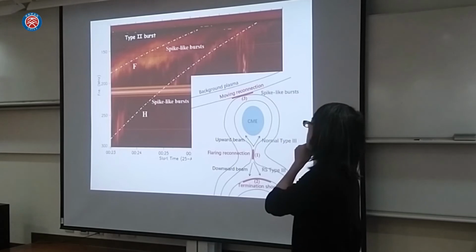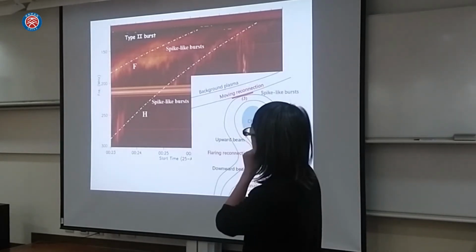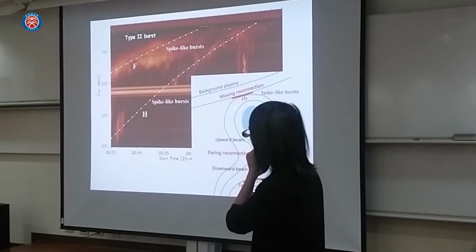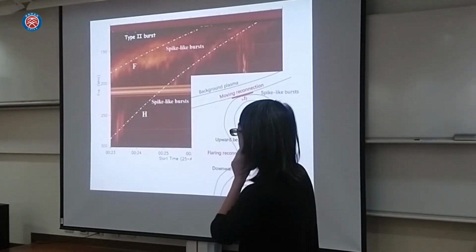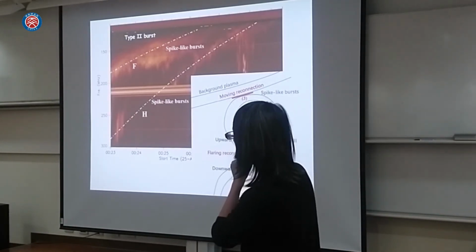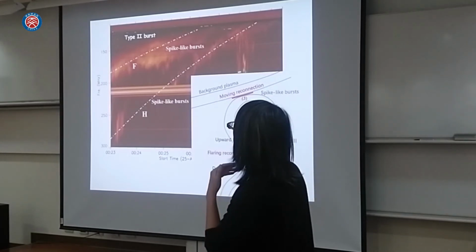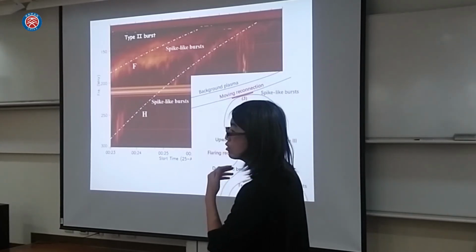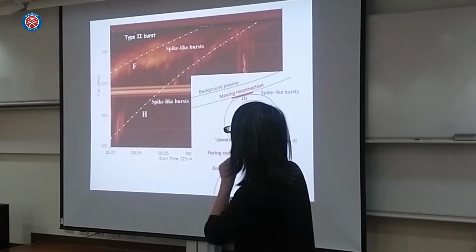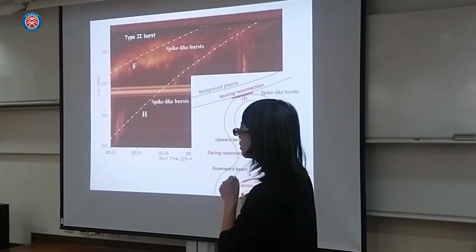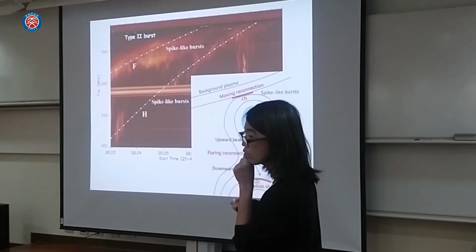So we think that when the CME is moving, reconnection should occur here between the moving CME and the background plasma, the background solar wind. That causes such kind of spike-like burst seen in the radio spectrum.